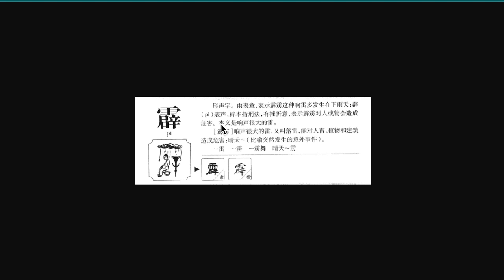Now this pi means an ancient corporal punishment, and they used some kind of axe or knife, and did terrible things basically to the criminal. So that's what this picture shows. The reason for that is because a thunder strike will do great damage, and so that's why they use this pi.